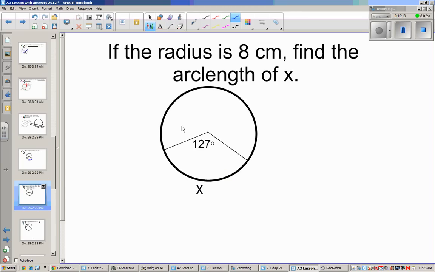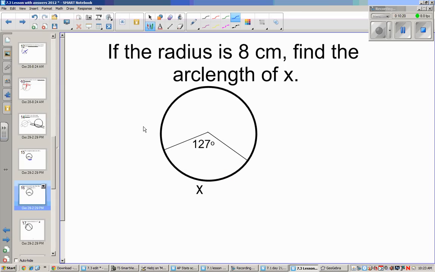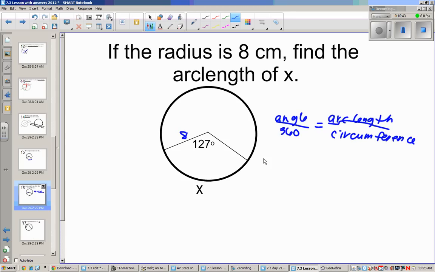They will tell you to find the arc length if they want you to find the arc length, and they will tell you to find the measure if they want you to find the angle measure of the arc. So this one goes back to yesterday. Remember, it's the angle divided by 360 equals arc length divided by circumference. If I know the radius is 8, I'm going to write that on there. So go ahead and see if you can set this up.